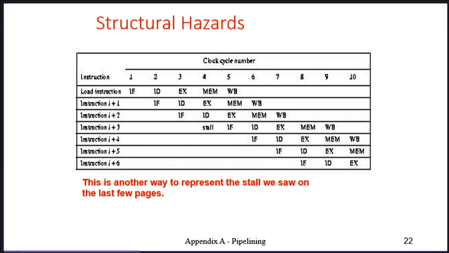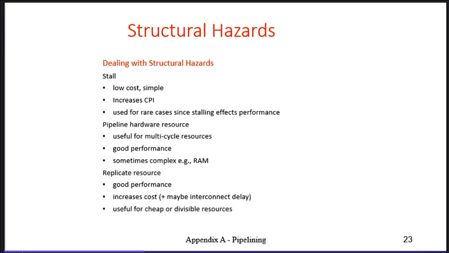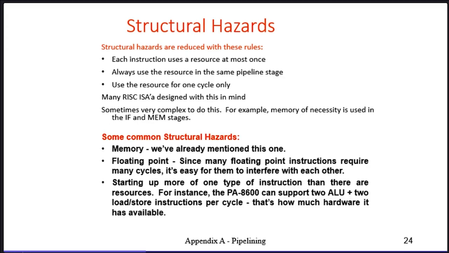Here's another way to represent the stall. For dealing with structural hazards, we could stall, use pipeline hardware resources, or replicate the resource. Here are some examples of structural hazards. For cost-saving reasons, a CPU may be designed with a single interface to memory. This interface is always used during IF. It is also used during MEM for load or store operations. When load or store gets to the MEM stage, the instruction in the IF stage must be stalled. Floating points also cause structural hazards. Since many floating point instructions require many cycles, it's easy for them to interfere with each other.